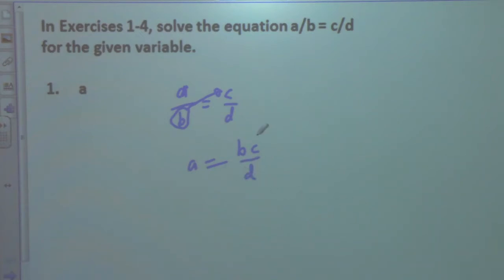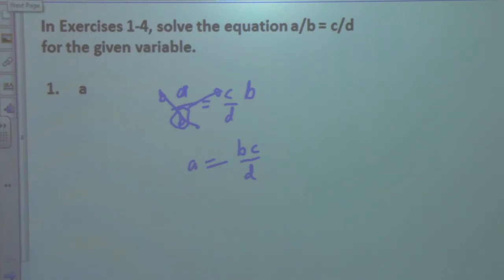Any problems with that one? The way I did it, I just multiplied B on each side. What happens when you multiply B on both sides is the B's cancel and you're left with C over D times D. D is just the denominator. So your answer is going to be BC over D, right? Any questions on that one?